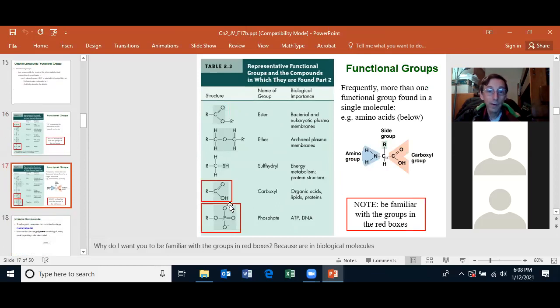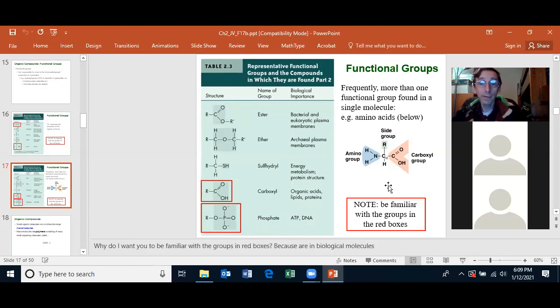You should also know the carboxyl group, the COOH group, found in organic acids, lipids, and proteins. You can also find it in amino acids. And then the functional group, the phosphate, the PO4, with the negative charge. It's a phosphate group, and it's found in DNA and in ATP. It's also found in a molecule we'll talk about later, phospholipids. I don't think we'll get to that molecule today. We'll get to it on Thursday.